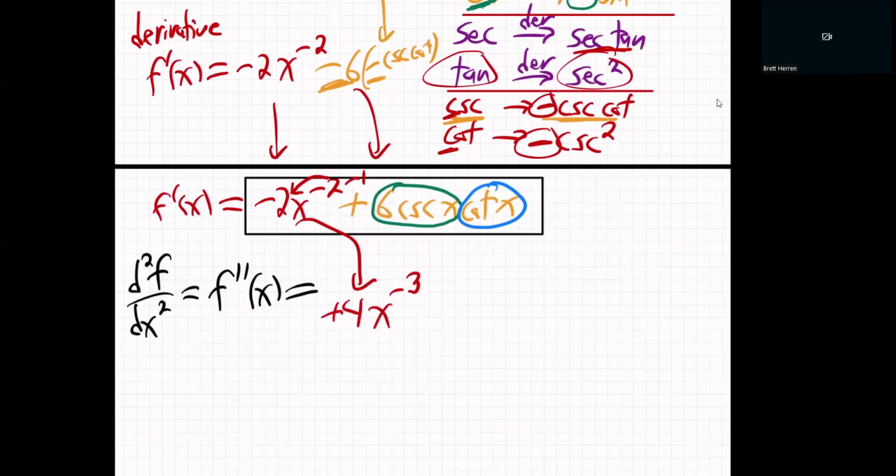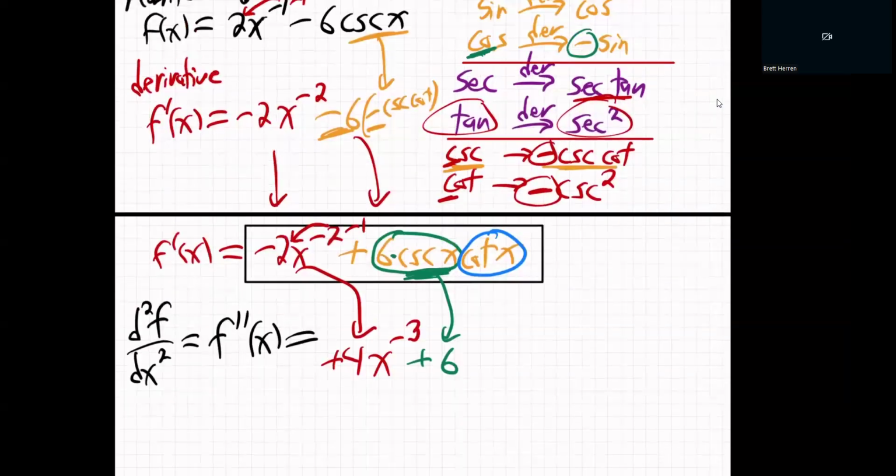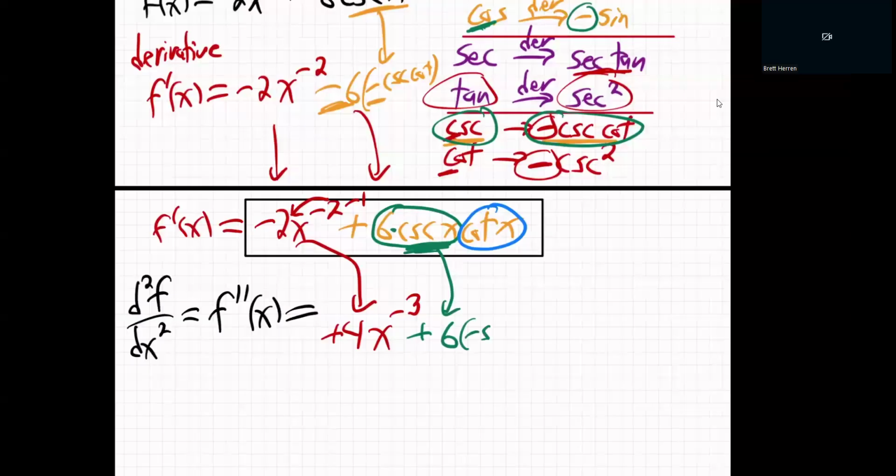Oops, it's not the color I want to have. Okay. Plus. Okay, the 6 just sits in the front. Anytime you have a number multiplied by a function of x, it just sits there like a spectator. Cosecant, what's the derivative of this cosecant right here? Well, it says right here, cosecant is negative cosecant cotangent. It'll be negative cosecant x cotangent x, times the other cotangent x, which is just sitting there.